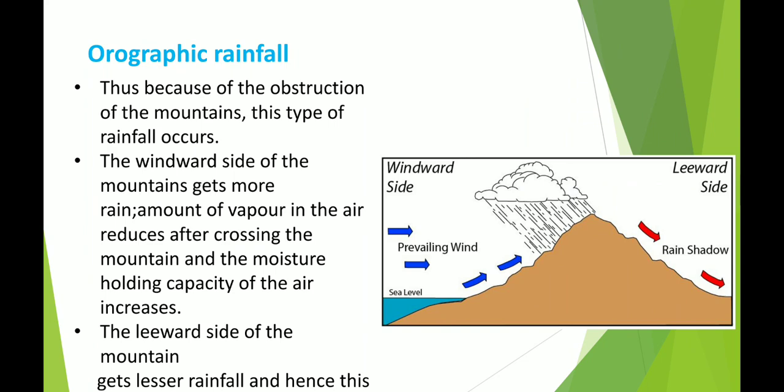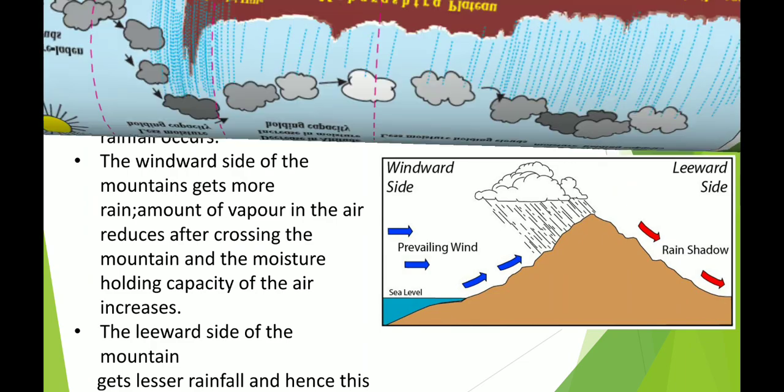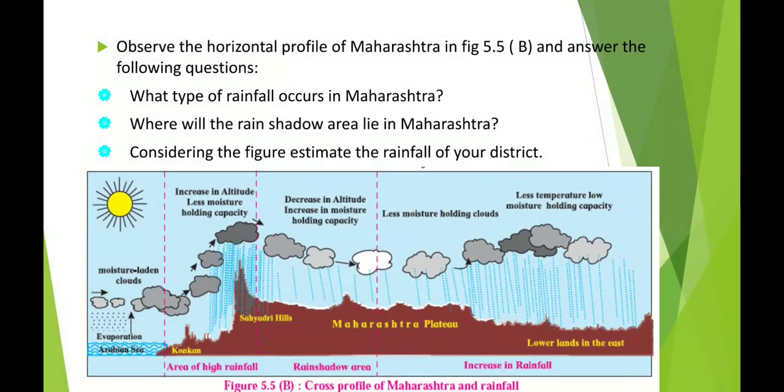the amount of vapor in the air reduces after crossing the top of the mountain, and the moisture holding capacity of the air increases, and the leeward side of the mountain gets lesser rainfall. See in the textbook, figure number 5.5 shows the cross profile of Maharashtra rainfall. You can see in the same way, from the Arabian Sea water evaporates, and due to the evaporation process clouds are formed, and these clouds are obstructed by the Sahyadri ranges. That's why Konkan receives heavy rainfall.